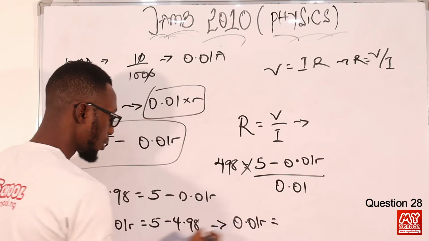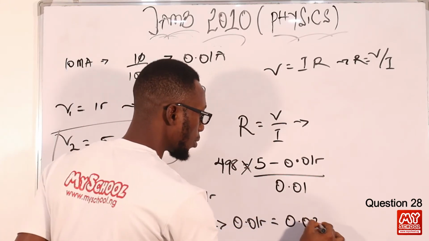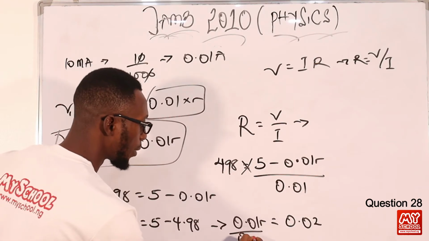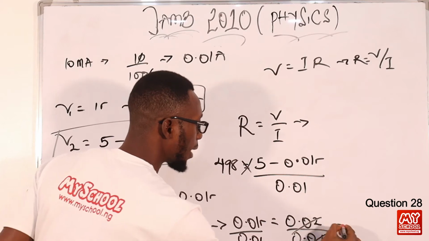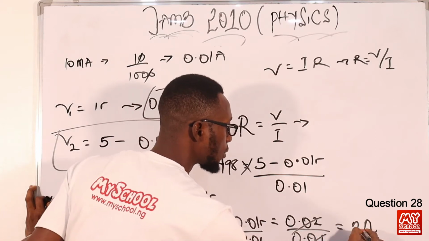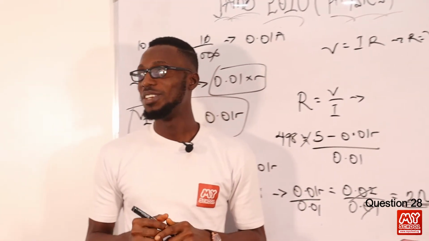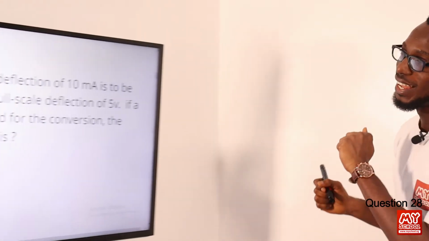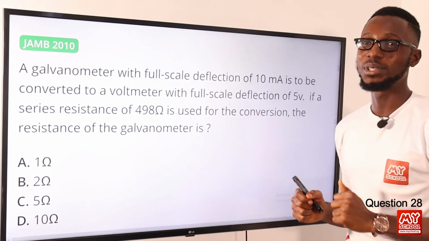0.1 R equals 5 minus this, which should give me 0.02. So if I divide both sides by 0.01, my answer should be 2 ohms. Let me see if I have 2 ohms provided in the options on the screen. So let's move back to the screen together. Yes, I have that in option B, so option B is the right option for this question.